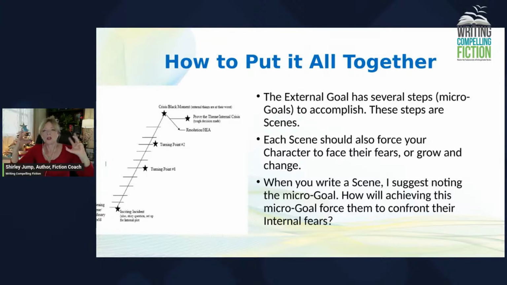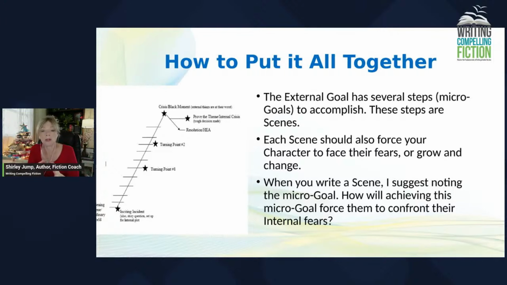Remember that I said that the external goal has a lot of steps to accomplish it. If it doesn't, it's not big enough. Those steps, those micro goals, become scenes. Like in Taken, where he has got to get on the plane, he's got to talk to the bad guy, he's got to find an interpreter. All of those things are steps to his goal of finding his daughter. And that means that every single scene has a goal as well. It's not just there just because. It has a goal that feeds into his overall arching goal. Liam Neeson doesn't waste any time right there.